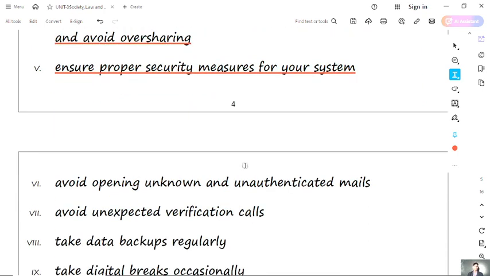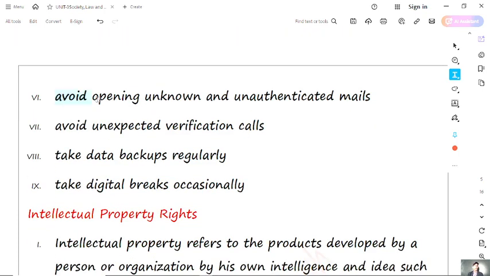I'll discuss it here in the same chapter. This is an easy chapter. Avoid opening unknown and unethical mails. I've already discussed we should not open unethical along with unknown mails on a system. Avoid unexpected verification calls. We should avoid any unknown call from the international level. Also, take data backups regularly.